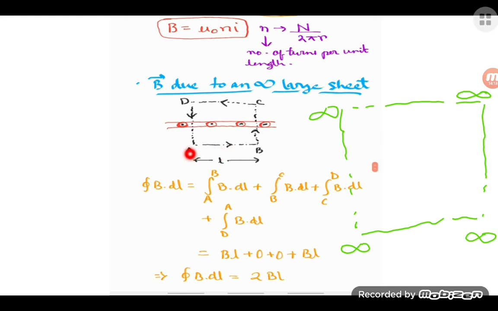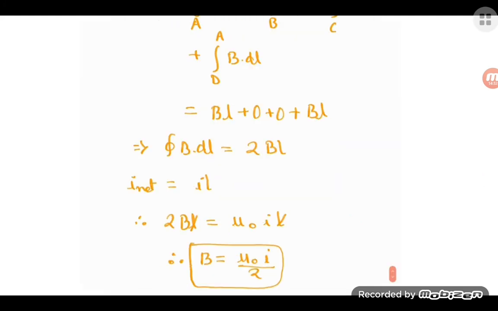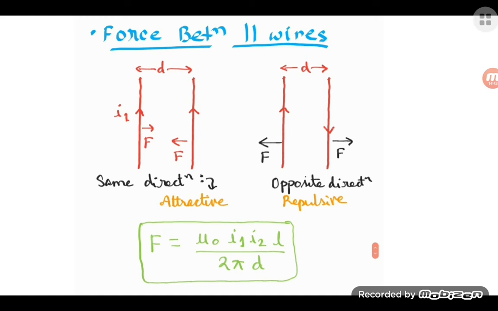That is why here the contribution of A to B and C to D will be BL, but the contribution from D to A and B to C will be 0 as usual, because the angle between them is 90 degrees. So by doing the whole integration, we see the result is 2BL. Next, similarly applying Ampere's law, it comes to be mu naught I upon 2. Now if you look carefully, all these formulas have a close relation. You have to study this and you can find this relation within yourself, how to remember it fast, right?